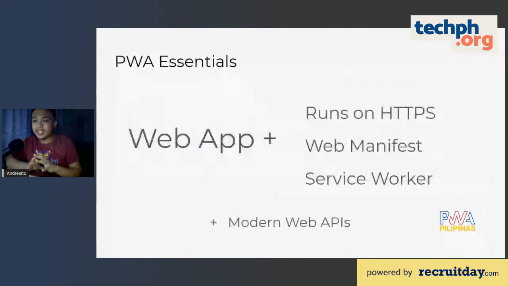So, since we're done with the intro of progressive web apps, let's now look at the essentials. So now you have your web app. What do you need to add? First, it needs to be secure, so it needs to run on HTTPS. It needs to have a web manifest and a service worker. And on top of that, you could add additional features using modern web APIs like push notifications so that you could gain user loyalty and retention.